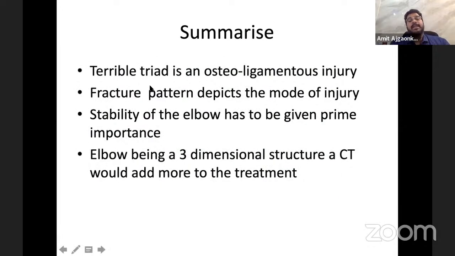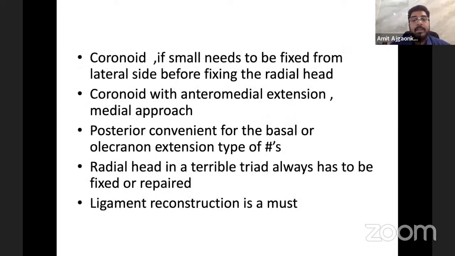Summarizing, the terrible triad is an osteoligamentous injury. It is just not a bony injury. Fracture pattern depicts the mode of injury. Stability of the elbow has to be given prime importance and not the mobility. Elbow being a three-dimensional structure, a CT would add more to the treatment.